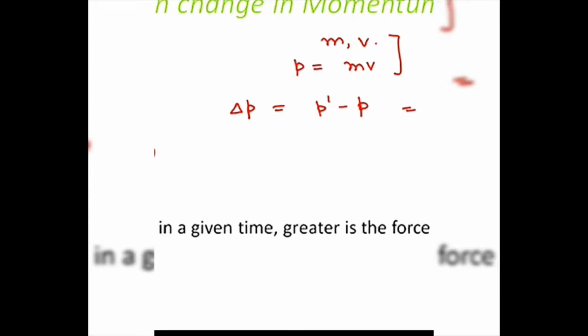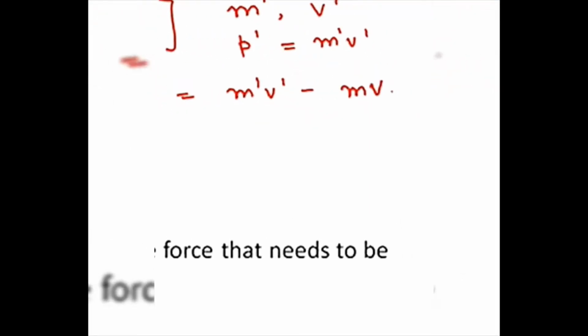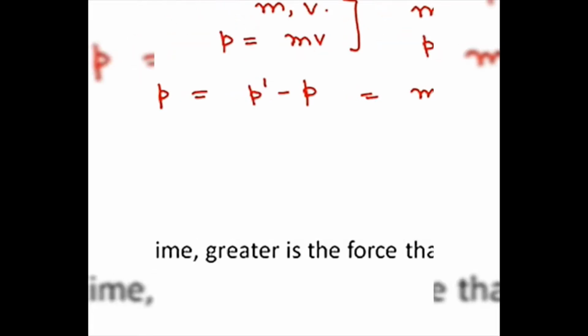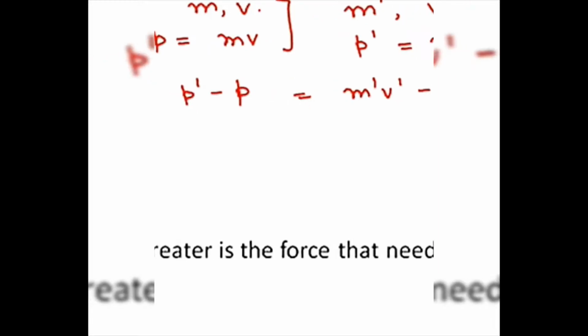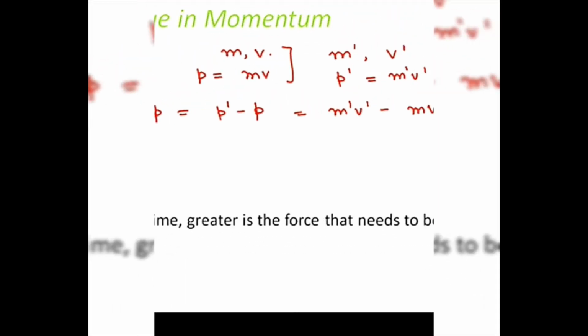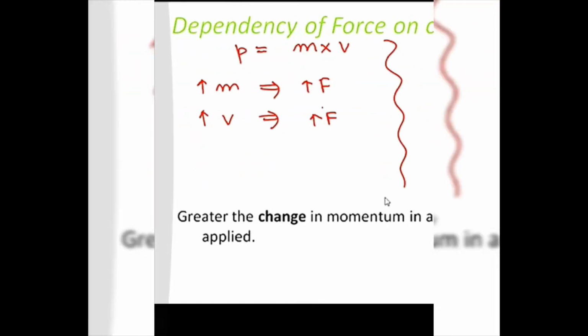Now let us suppose the same object, after some time, its mass increases and now its mass is m dash, and velocity also increases and it's v dash. So what will be the momentum? P dash, the momentum, is equal to m dash into v dash. So what is the change in momentum here? That is p dash minus p. Change in momentum, delta p, is equal to p dash minus p, that is m dash v dash minus mv.